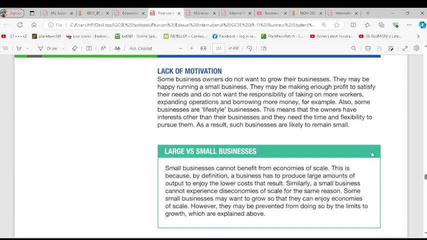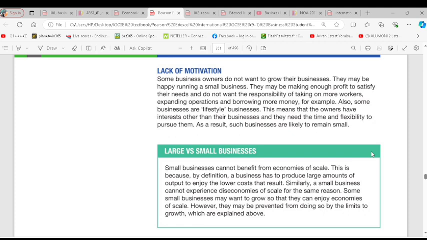Lack of motivation. Some business owners do not want to grow their businesses. They may be happy running a small business. They may be making enough profit to satisfy their needs and do not want the responsibility of taking on more workers, expanding operations and borrowing more money. So they are happy with profit satisficing. We call it profit satisficing. Do you understand? They are happy with the amount of profit they make. They don't want to expand because expansion will bring about more responsibility. They are not ready for it. As a result, they are not even thinking about expansion.